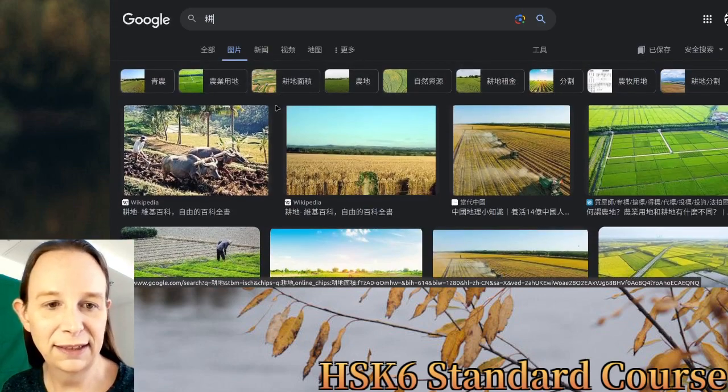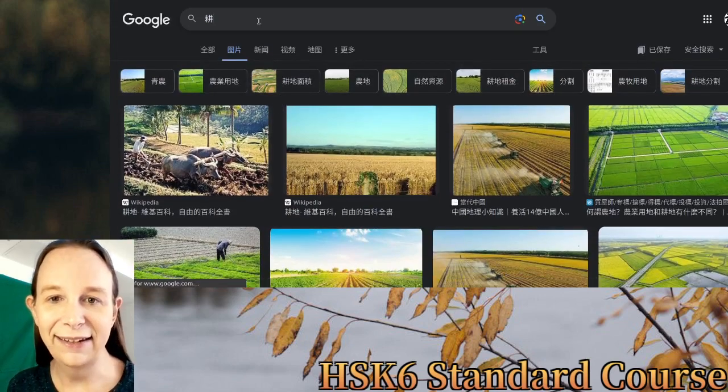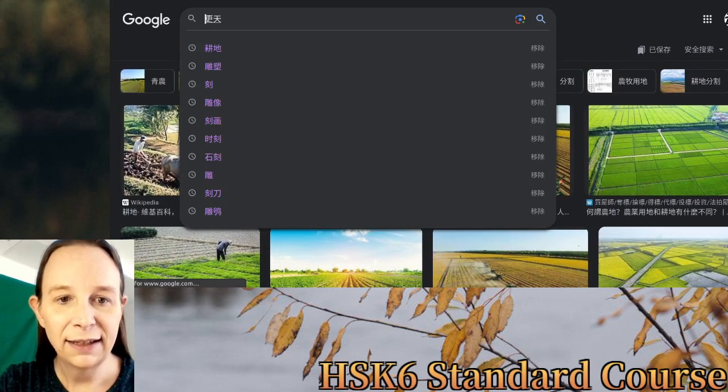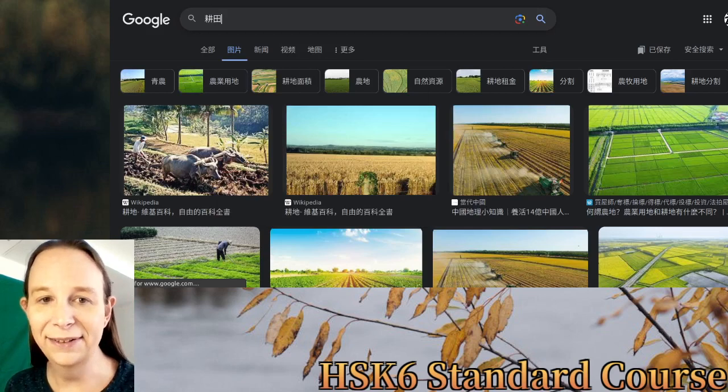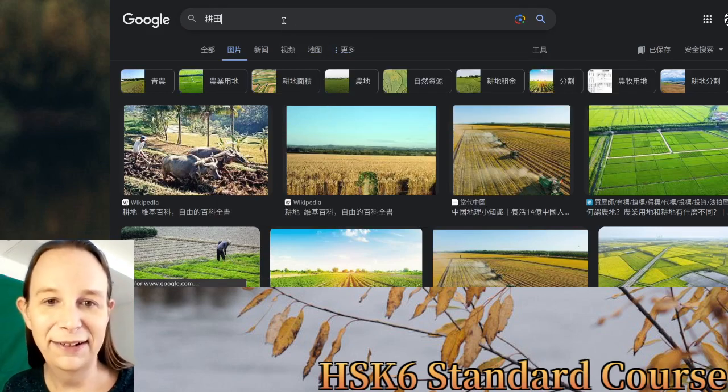Or 耕田, yeah, 有耕田, right? 耕田. You don't have to say 耕地, you can say 耕田, plow the fields. So 耕 is the word you really want to learn rather than 耕地.